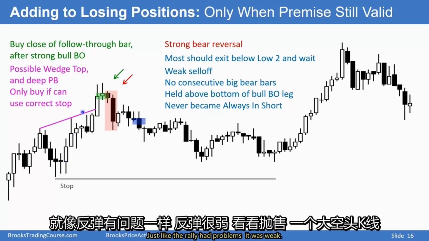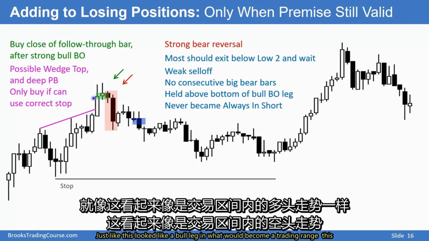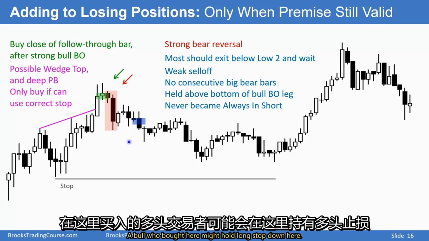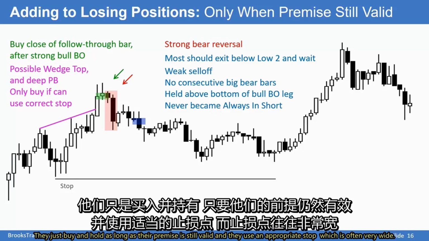Just like the rally had problems, it was weak. Look at the sell-off. A big bear bar, but a disappointing follow-through bar, and then a doji bar, doji, doji, small bar, doji, doji. Just like this looked like a bull leg in what would become a trading range, this looks like a bear leg in a trading range, and not the start of a strong bear trend. A bull who bought here might hold long, stop down here. Some traders don't like to be getting in, getting out, getting in, getting out. They just buy and hold as long as their premise is still valid, and they use an appropriate stop, which is often very wide.